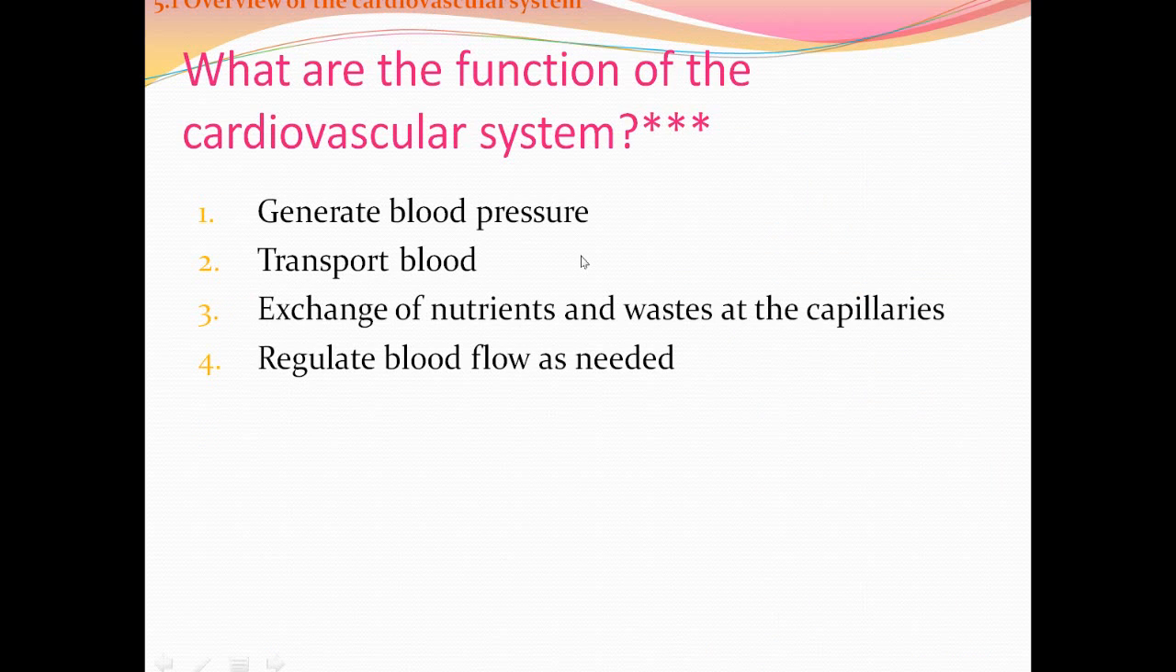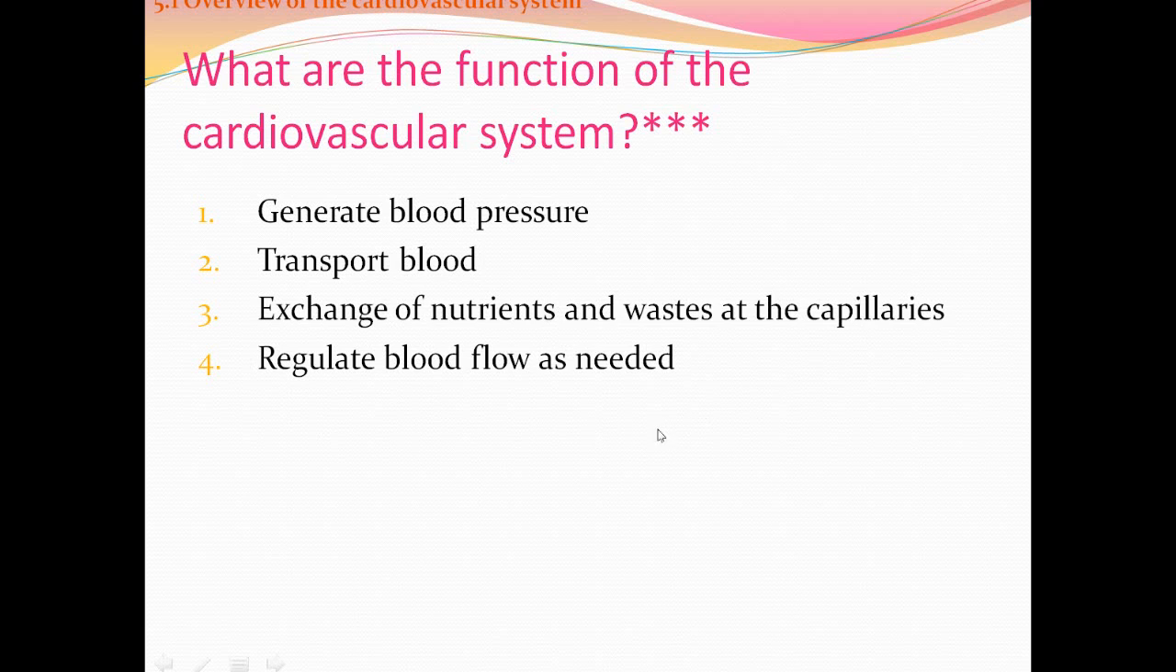Okay, so the main functions that the book tells us of the cardiovascular system are to generate blood pressure. Okay, so if you have blood pressure, then your blood is moving through your body, which is a good thing. Okay, that's going to transport blood. So when we transport blood, that means we're going to have gas exchange, we're going to have nutrient exchange. So all this kind of fits together.